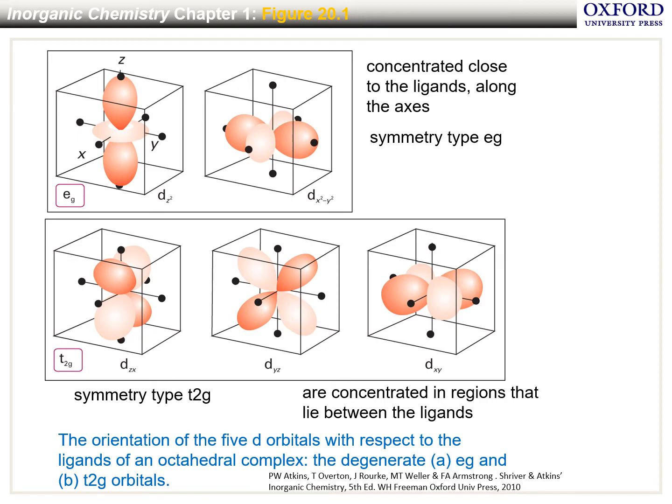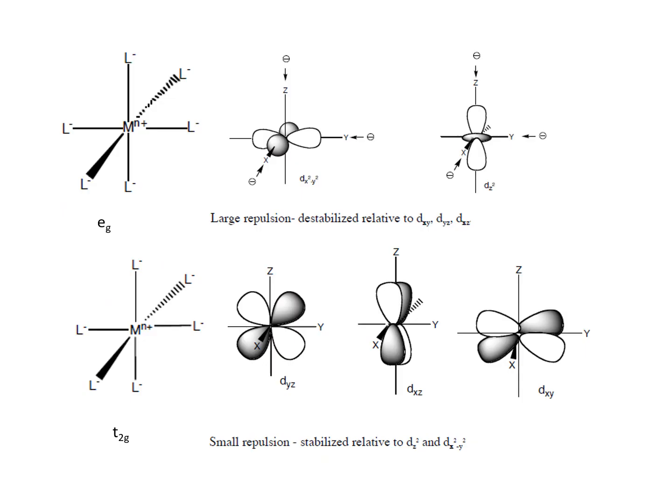If you look more closely, you have here different ligands. The ligands have a negative charge, while the metal has a positive charge. So we have what is called a large repulsion, which is destabilized. That will be your dxy, dyz, and dxz. And we also have a small repulsion, which is stabilized relative to the dz squared and the dx squared minus y squared.